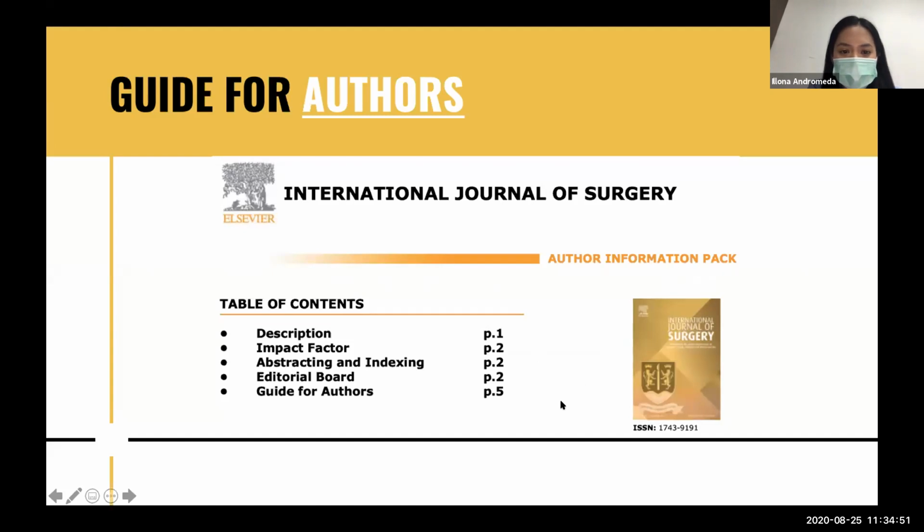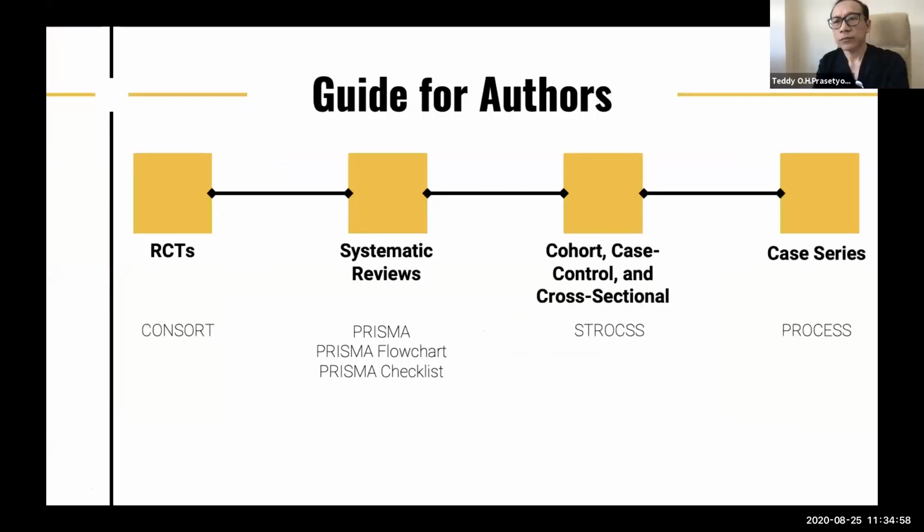And I'll continue with the guide for authors for other types of papers. So for RCTs, they use the CONSORT guideline. For systematic reviews, they use the PRISMA flowchart and checklist. For cohort, case control, and cross-sectional, they use the STROCSS guidelines. And for case series, they use the PROCESS guidelines.